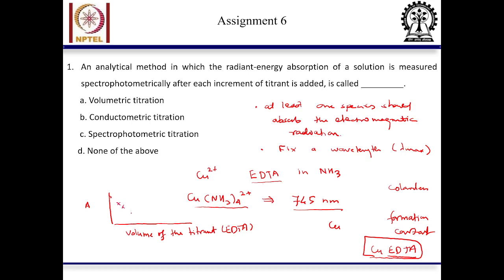It will come down like this. After the end point, there will be no change. So this is one slope, that is the other slope, and this is your end point. That's how we know the end point. In the lecture, the professor has already discussed bismuth and copper. You have already seen in class how the plots look.